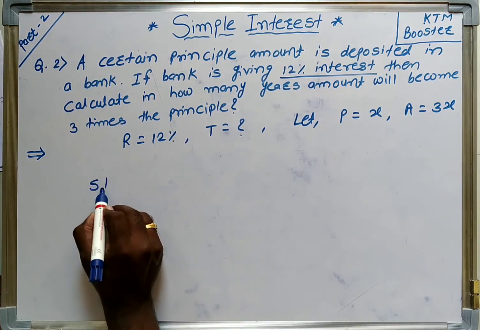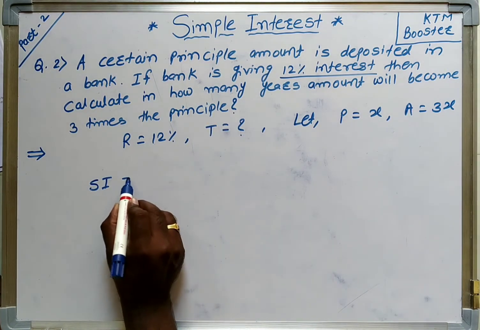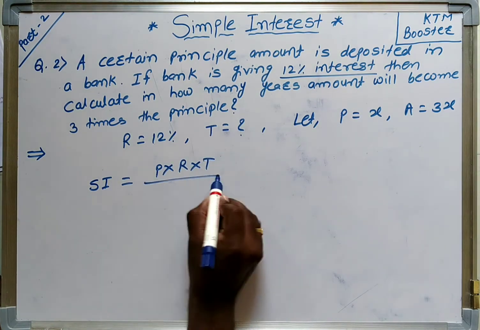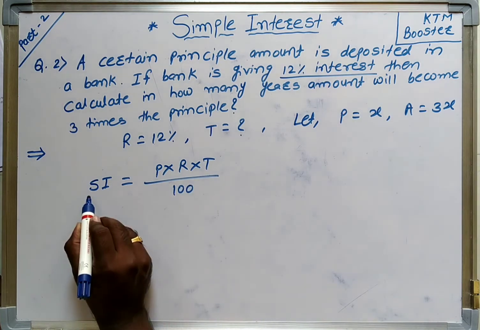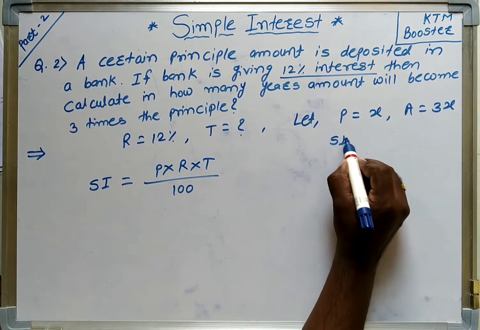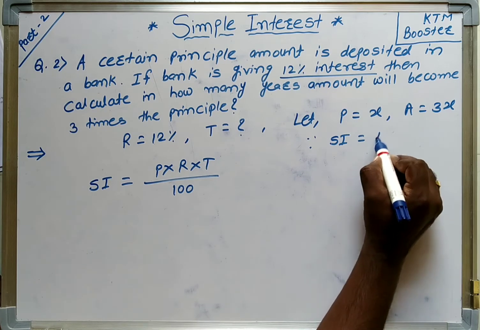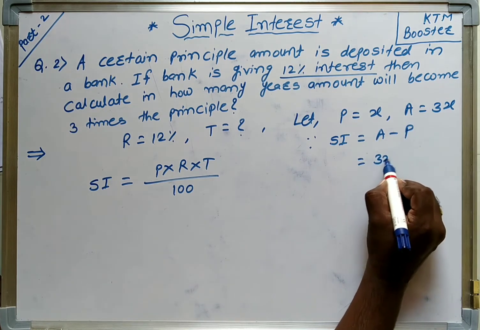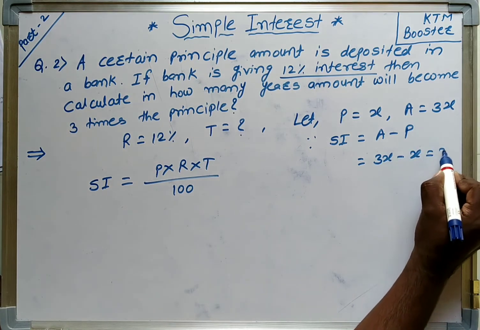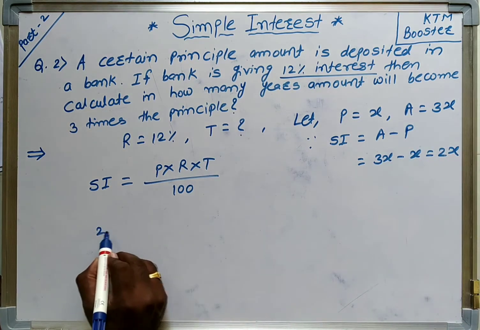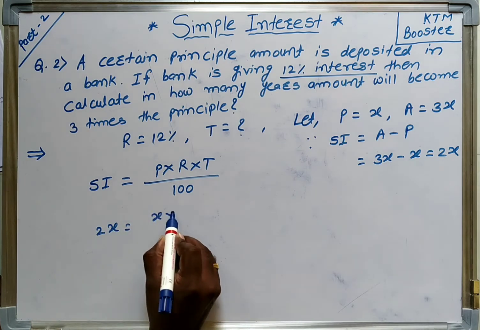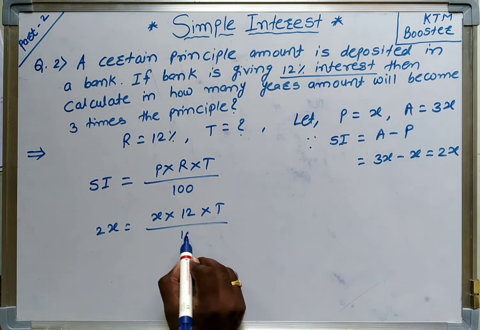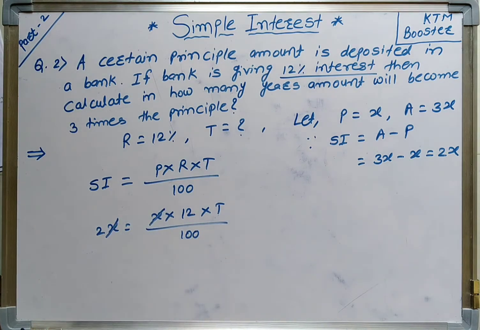Now we will calculate the time. So write the formula for SI, that is P into R into T upon 100. So what is SI? We know the formula, amount minus principal. What is amount? That is 3x. What is principal? X. So our SI will be 2x. So 2x equals x into R, R is 12%, into T divided by 100. This x will get cancelled.